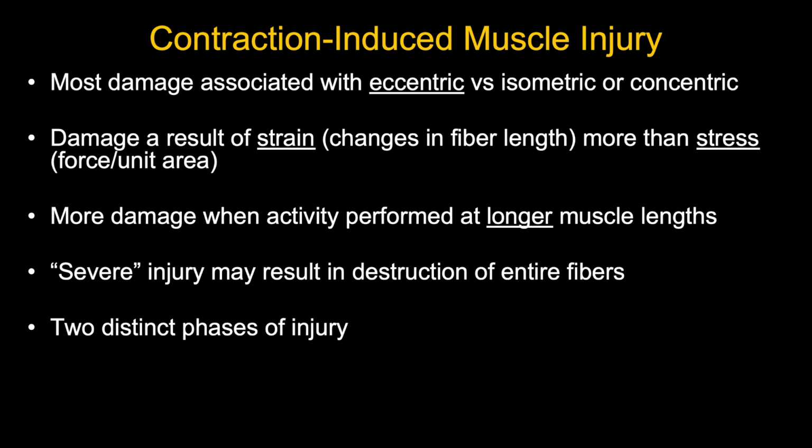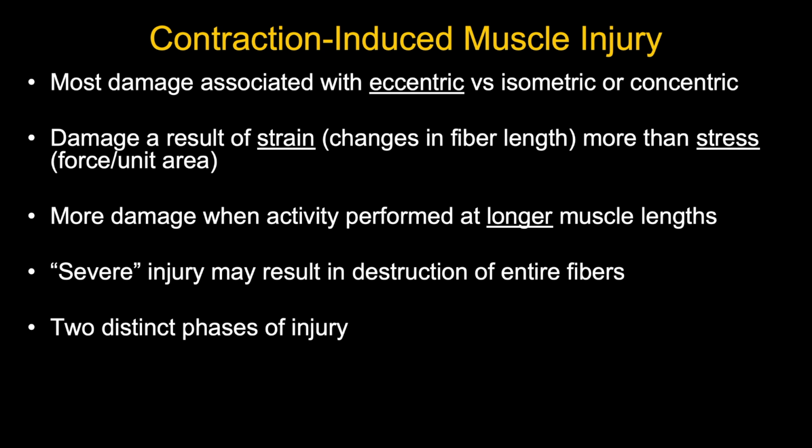With skeletal muscle injury, most of the damage is going to be associated with the eccentric phase of the contraction versus an isometric or concentric contraction. This damage is as a result of muscle strain, so the relationship between the actin and myosin filaments, more so than a stress, that is, the amount of force that's produced per given unit of area. We're going to end up with more skeletal muscle damage when the activity is performed at longer muscle lengths. So the more that those sarcomeres are lengthened, the more likely we're going to have muscle damage. In severe muscle injury, this might result in the destruction of entire skeletal muscle fibers.